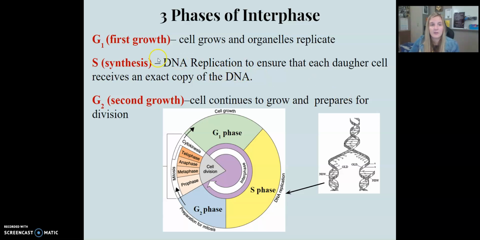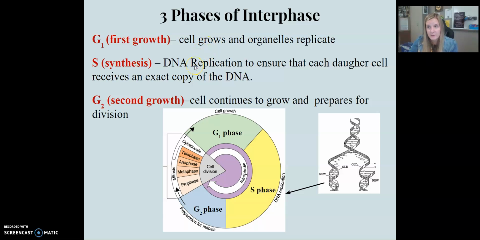So the first phase of interphase is G1, which we call the first growth phase. And this is where the cell grows and the organelles will start to replicate within the cell. Next, we have the synthesis phase. And this is where DNA replicates to ensure that each daughter cell receives an exact copy of the DNA.